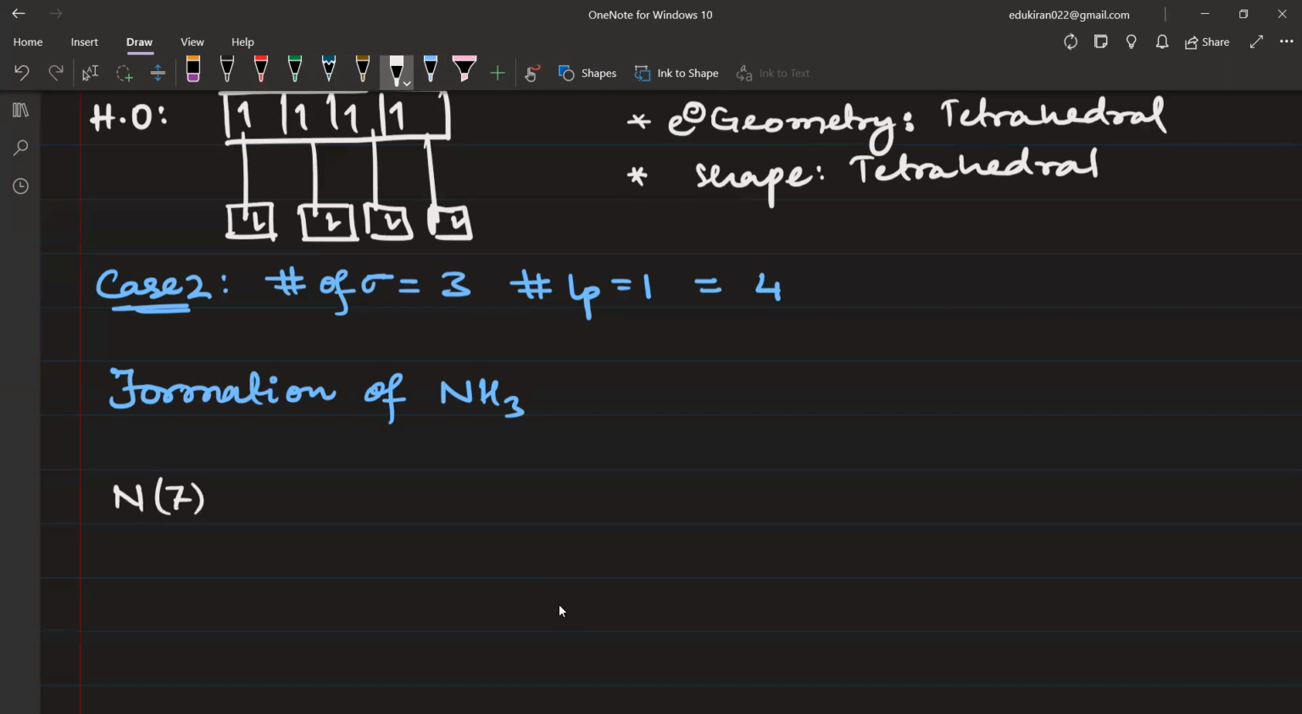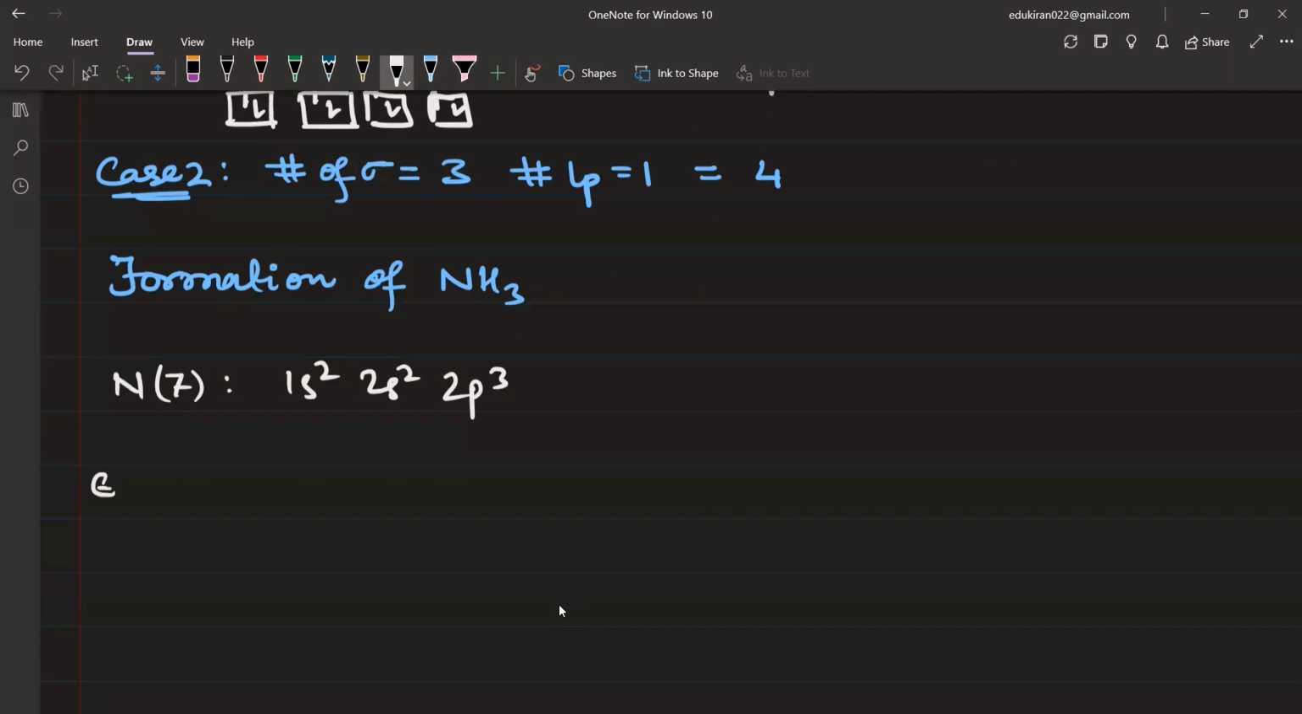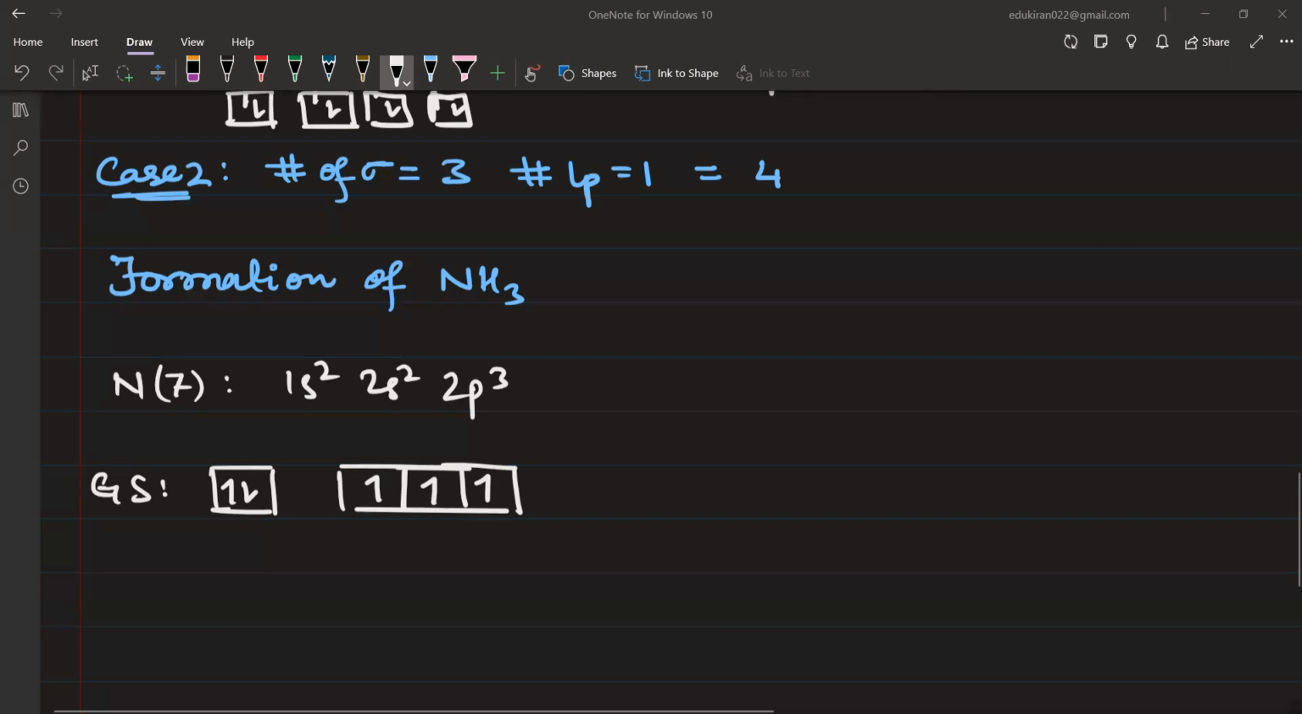Now, what is NH3? Nitrogen with 7 electrons: 1s2, 2s2, 2p3. Now, in the ground state, we're just going to write about the s and p. As you can see, this nitrogen is making how many bonds? Tell me, guys. Three bonds. And how many unpaired electrons are there in nitrogen? Three. So does it need excitation of electron? It does not need excitation of electron. So ground state.